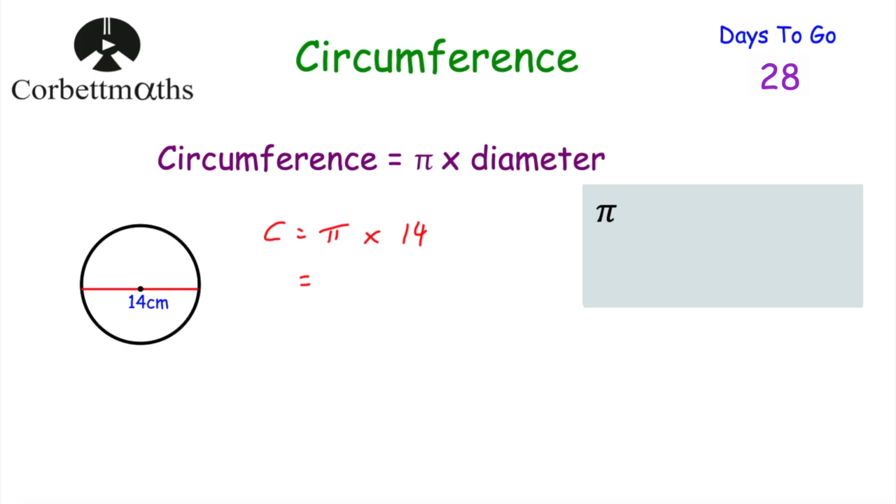So on your calculator, you'd get the pi button up. So you'd press shift and then pi, and then you get that button up. And then you'd type in times 14. And then you'd press equals, and then your calculator would come up as 14 pi.